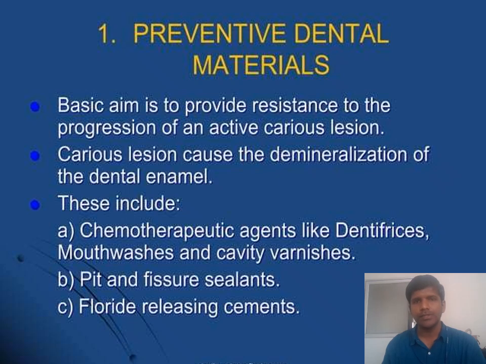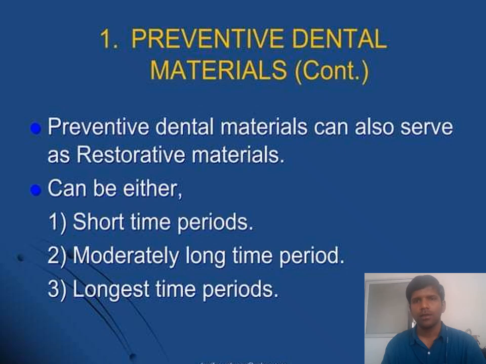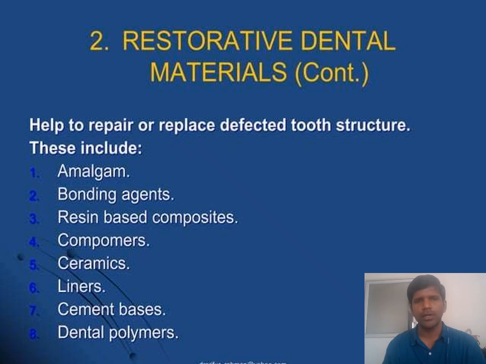Among the preventive dental materials, the basic aim is to provide resistance to the progression of an active carious lesion. Carious lesions cause the demineralization of the dental enamel. These include chemotherapeutic agents like dentifrices, mouthwashes and cavity varnishes, pit and fissure sealants, and fluoride releasing cements. So preventive dental materials can also serve as restorative materials. It can be used for short time periods, moderately long time periods, or longest time periods. Coming to restorative dental materials, they help to repair or replace defective tooth structure. These may include amalgam, bonding agents, resin-based composites, compomers, ceramics, liners, cement bases, and dental polymers.